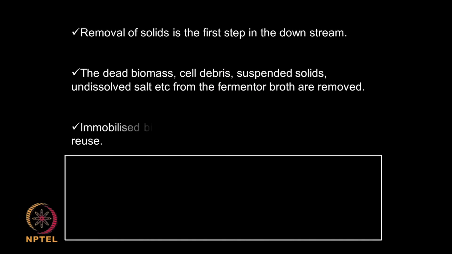If you look at removal of solids, as I said, this is the first step in the downstream. It is going to involve dead biomass, cell debris, suspended solids, undissolved salt. All these have to be removed first before you actually recover your desired product and purify it. If it is a biocatalyst, like in an enzyme catalyzed biotransformation, you would like to recover the biocatalyst and recycle it back into the bioreactor. So again you need some sort of a filter or a membrane.